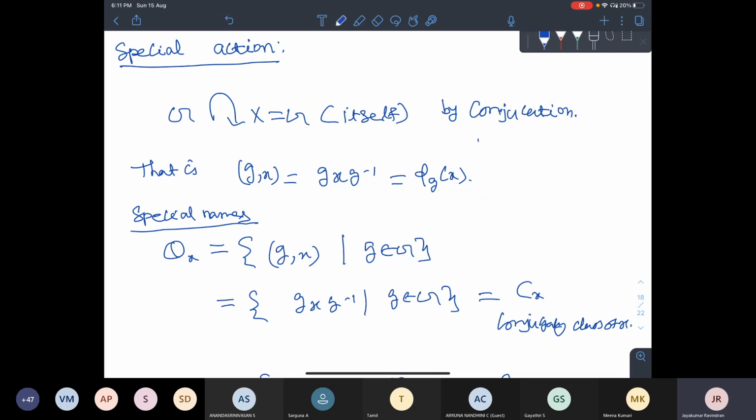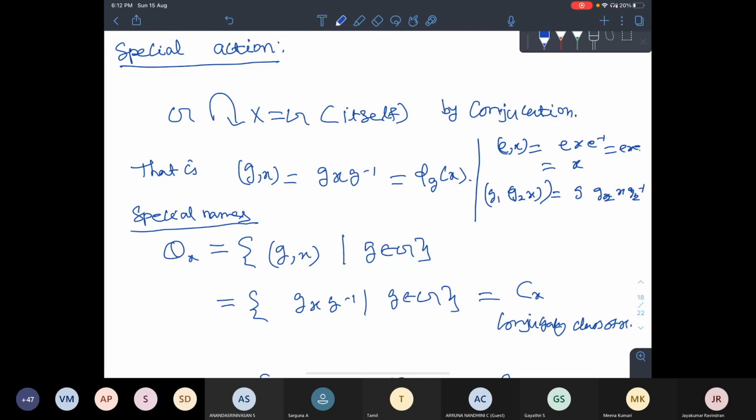Let us check whether this is a group action or not. It's a very nice problem. E acting on X is E X E inverse, with E the identity, so X with the identity does not matter. This is again X, so that's okay. G2 acting on X is G2 X G2 inverse. Then you act with G1: G1 G2 X G2 inverse G1 inverse, which is the same as G1 G2 X (G1 G2) inverse. That is the same as G1 G2 acting on X. So it's a group action, this special group action.